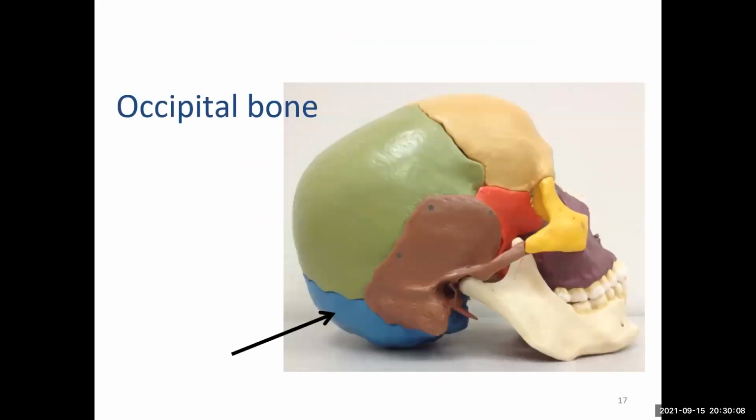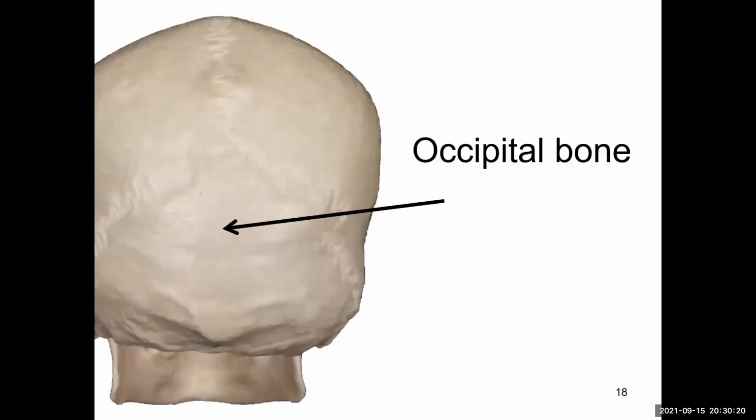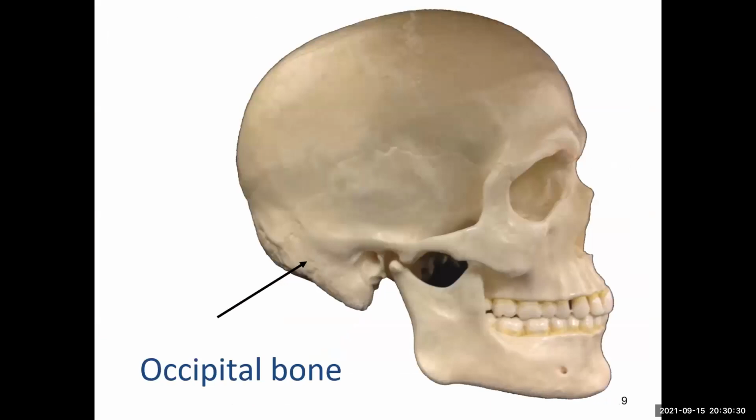All right, another bone of the skull is the occipital bone. It's the posterior bone and it makes up a good portion of the inferior part of your skull. So that's the occipital bone. Here you can see it on a posterior view. All right, we're going to talk about a couple structures here on the occipital bone. Here you can see it on the lateral view.